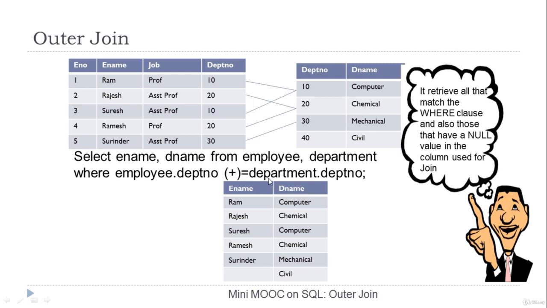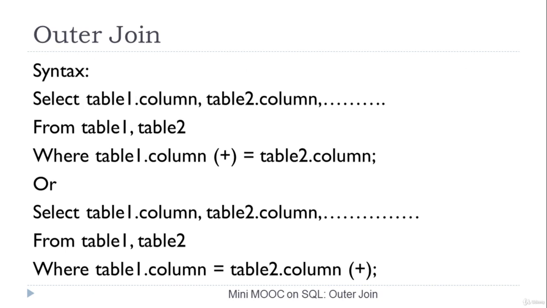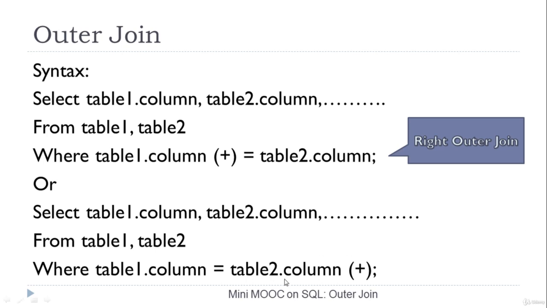As shown in the syntax, if the plus sign appears on the left hand side of the equality operator, then the full table will be on the right side, so it is called a right outer join. And if the plus sign appears on the right side of the equality condition and the full table is on the left hand side, then it is called a left outer join.